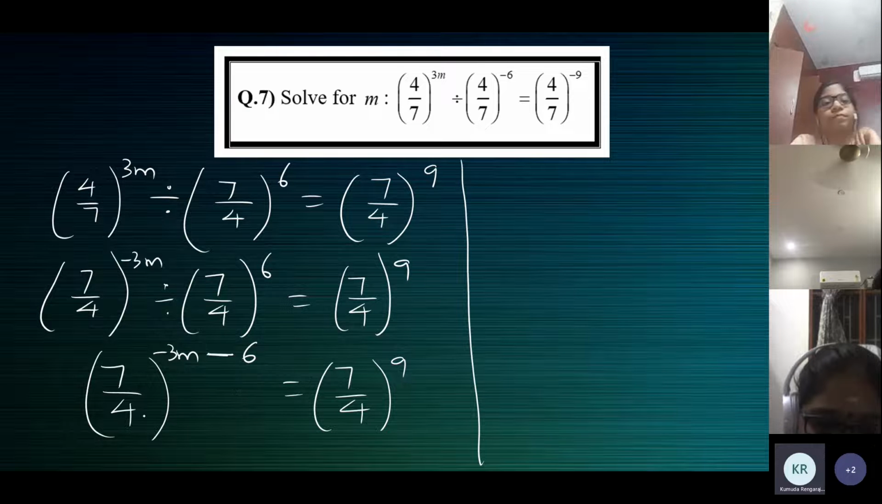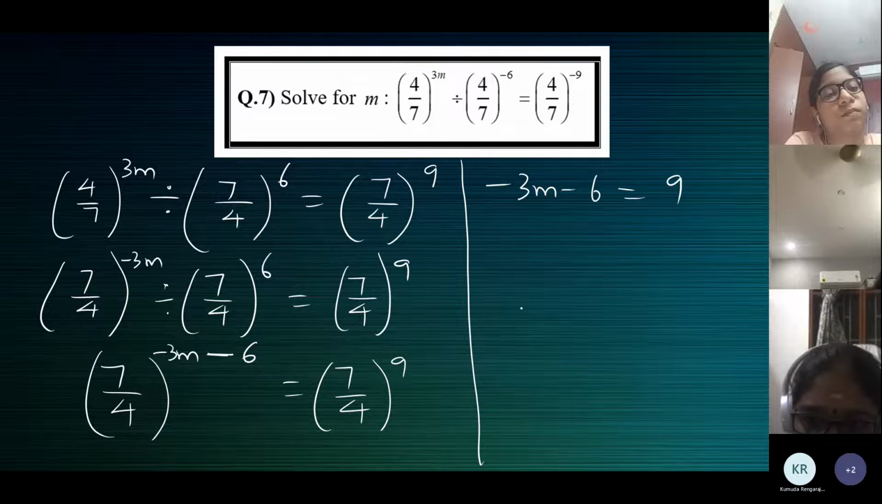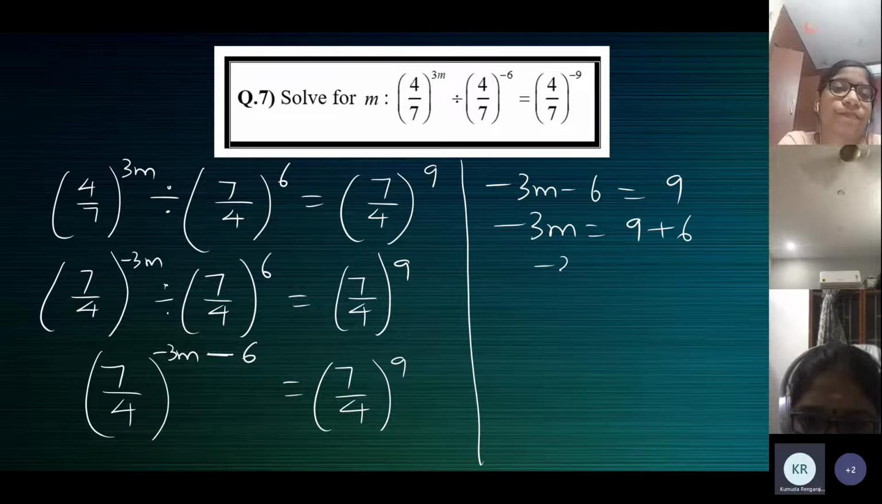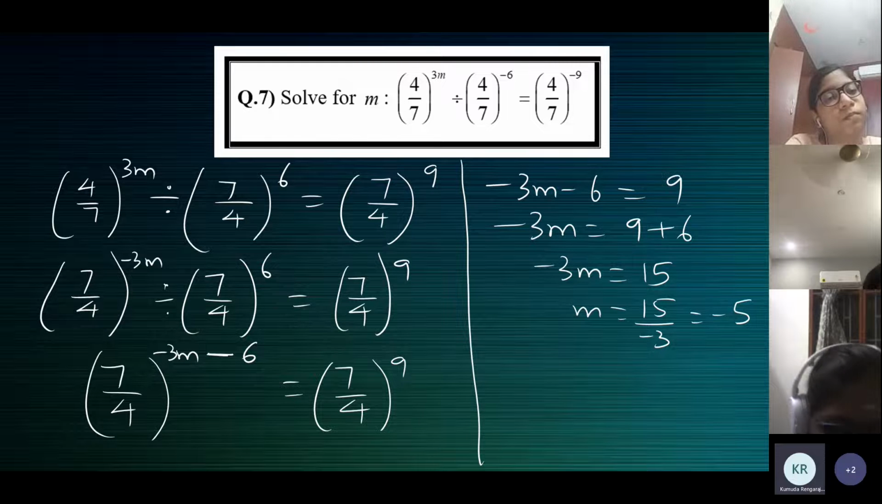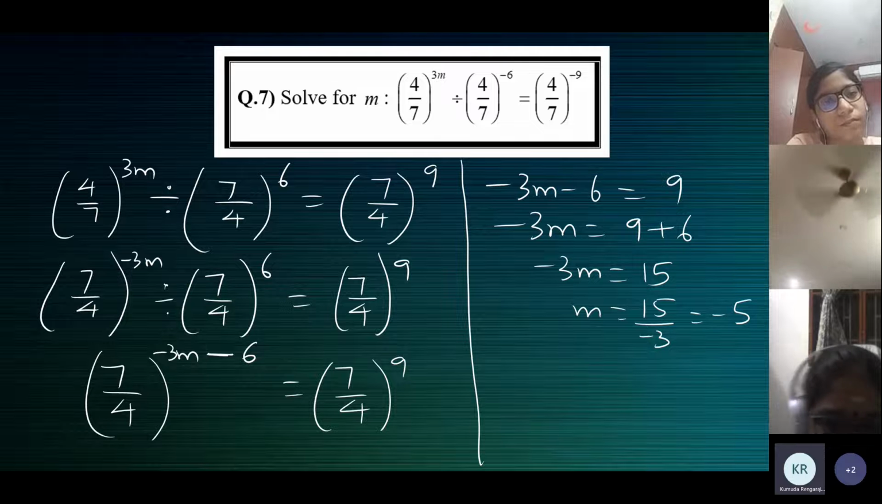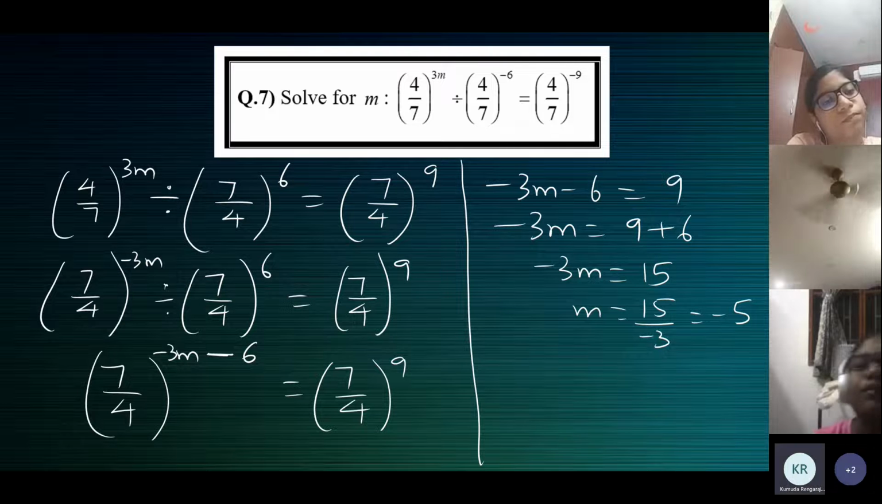Now minus 3 and minus 6, you cannot simplify further. Now on either sides, on the left hand side and on the right hand side, the base are same. So we equate the powers. On solving this, we get 9 plus 6 minus 3m is equal to 15. M is equal to 15 by minus 3, which is equal to minus 5. You can also do it like this. So here the idea is we are having the base 7 by 4 everywhere.